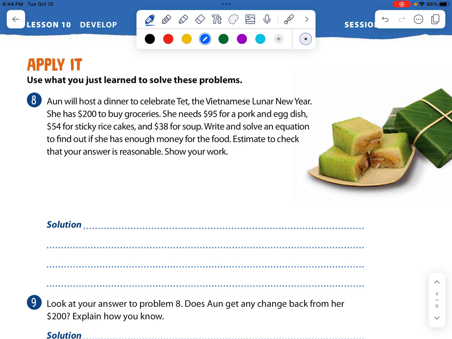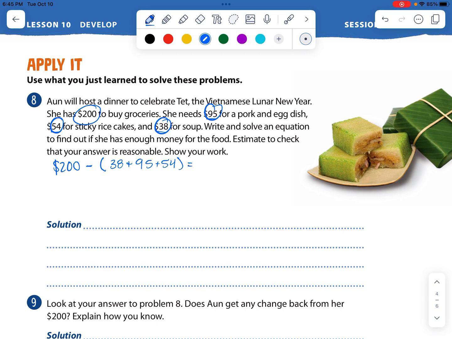Show your work. Okay, so she has $200 to buy groceries. She needs this much money to make those certain things. How do we find out how much money she has left over or if she has enough money for food? Well, we are going to add these all together.